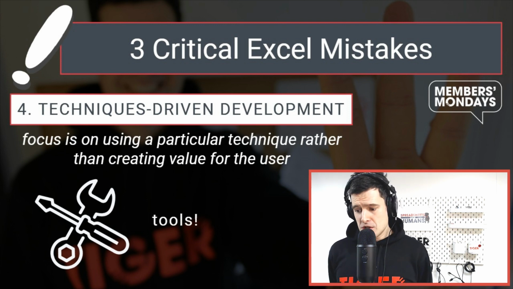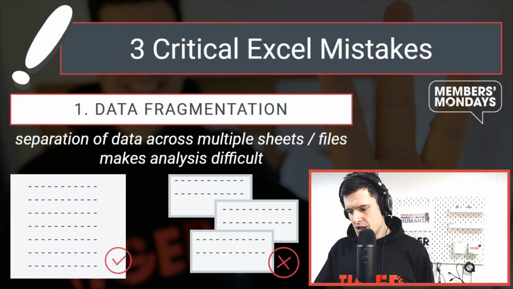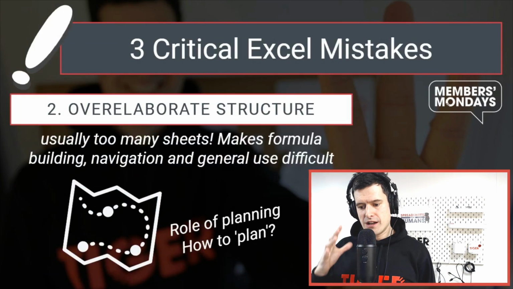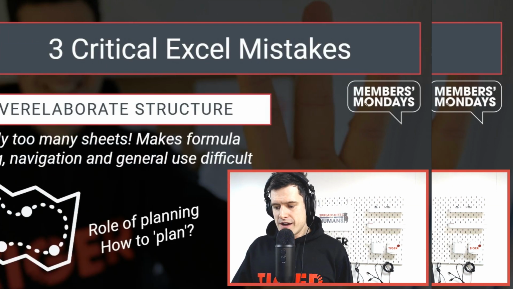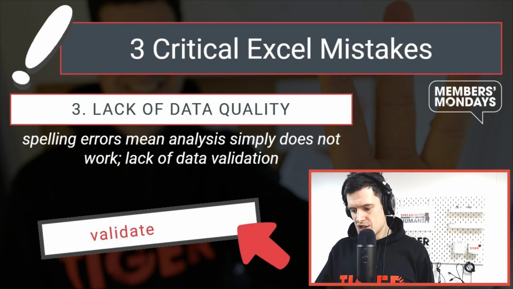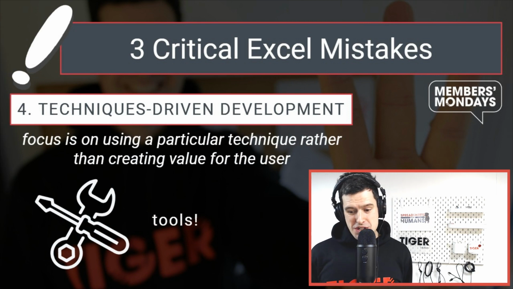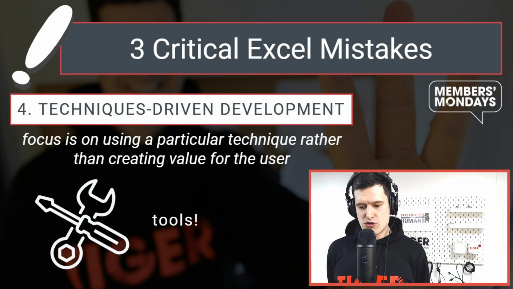Okay, so let me know what you think in the chat. So we've got 4 things. We've spoken about the need to avoid fragmented data. We've spoken about the need to avoid over-elaborate structure. Spoken about the need to make sure data quality is high using validation. And we've had our bonus critical mistake here, which is to avoid techniques-driven development.